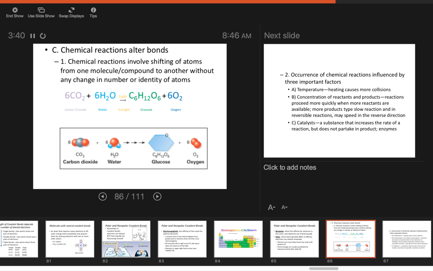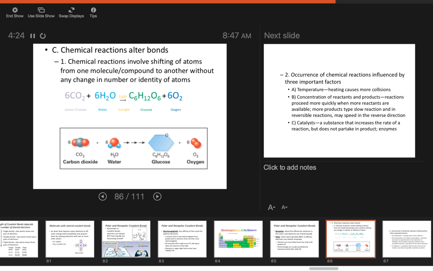So chemical reactions alter bonds. Basically, you're shifting atoms around to get a full valence shell, and all you're doing is just forming bonds so everyone's kind of happy. You're not getting rid of elements. You're not creating new elements. You're using what you got and just rearranging it. So here I have the famous, does anyone recognize that equation? Photosynthesis. 6 molecules of CO2 plus 6 molecules of water with a little bit of sunlight forms your glucose C6H12O6 plus 6 molecules of oxygen.